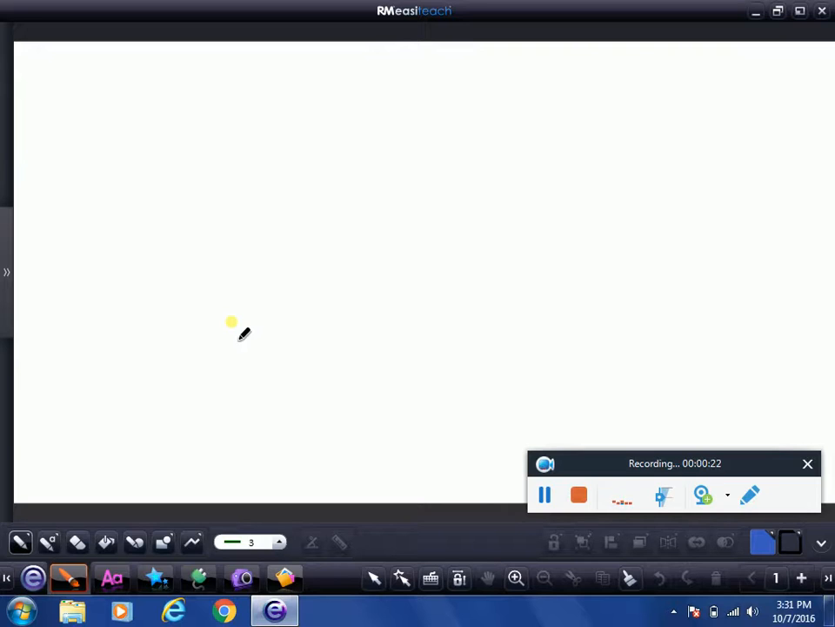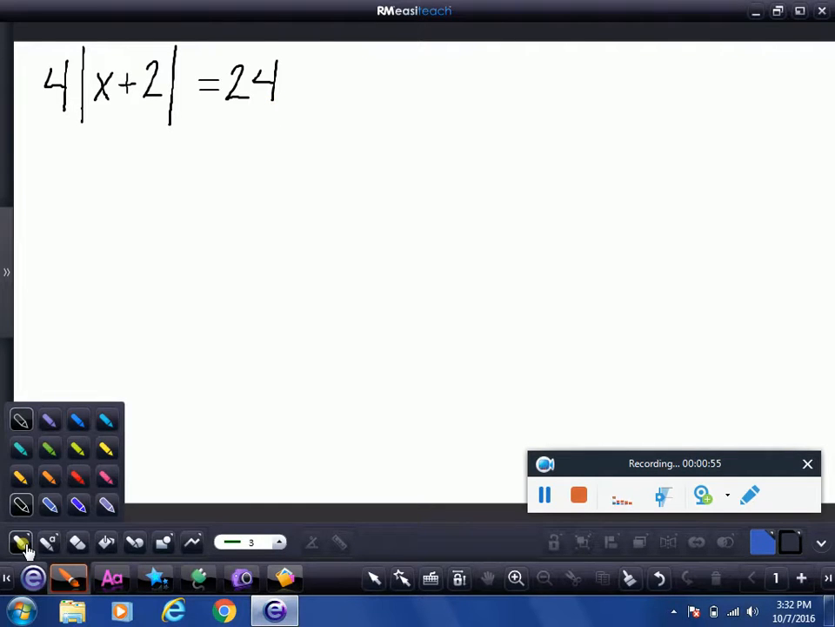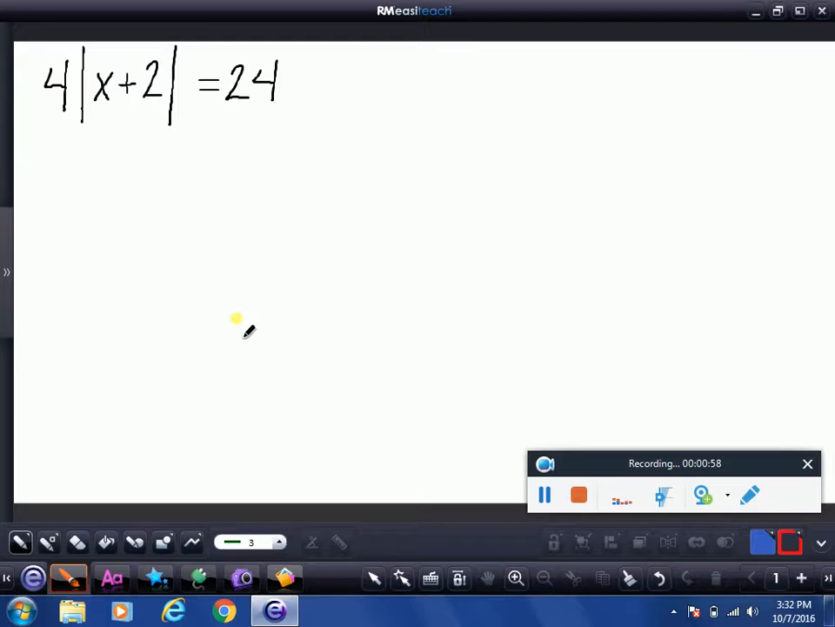So our problem that we're starting with is 4 times the absolute value of x plus 2, and that's going to equal 24. Now, when solving an absolute value equation, you're going to have to first get that absolute value of x plus 2 by itself. So what I want you to do is put a box around the absolute value of x plus 2.